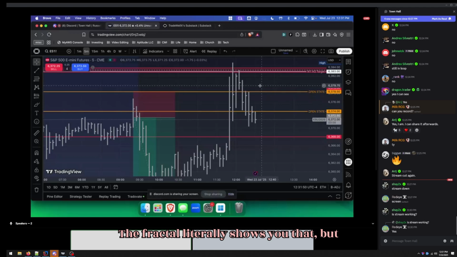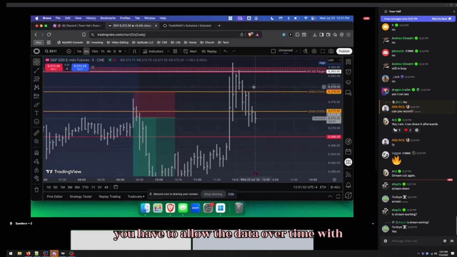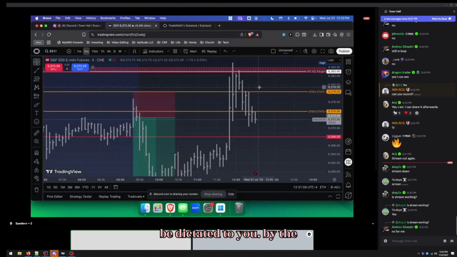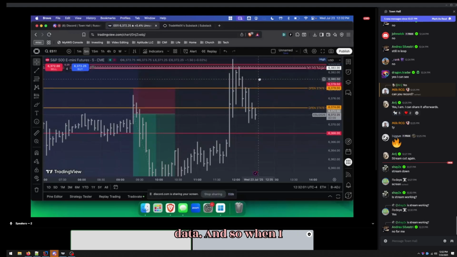The fractal literally shows you that, but you have to allow the data, over time, with experience, with exposure, with trial and error, to let the narrative be dictated to you by the data.